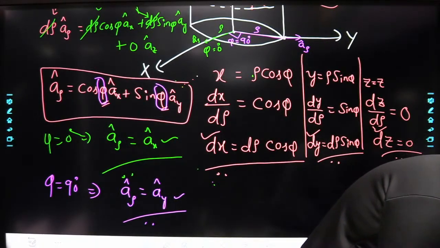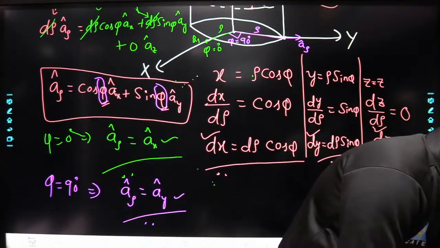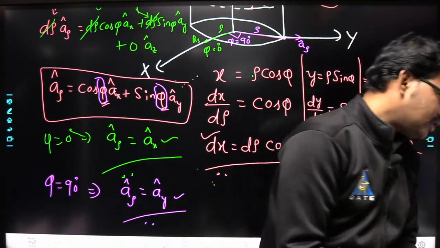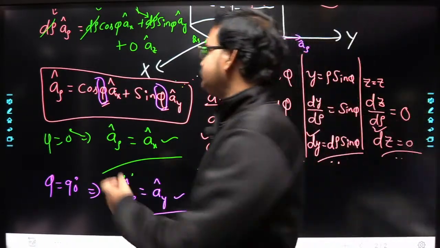Sachin Naik asks: sir, please explain once how to get vector dl equal to d rho a rho cap. Have you followed the previous lectures? You can go through that once, and you will clearly understand. See, it is simple here.